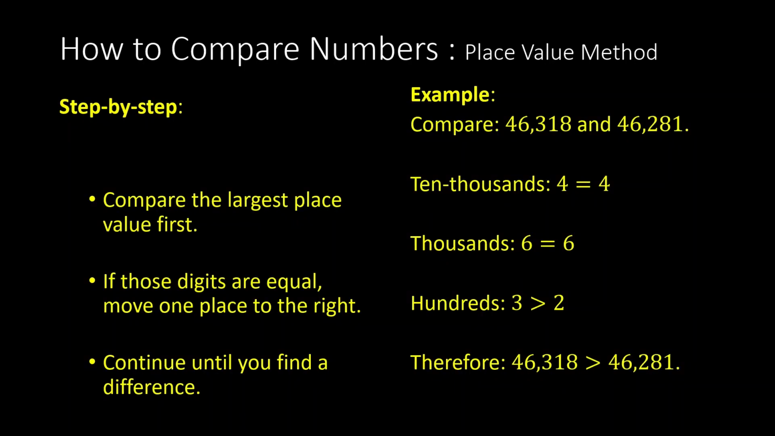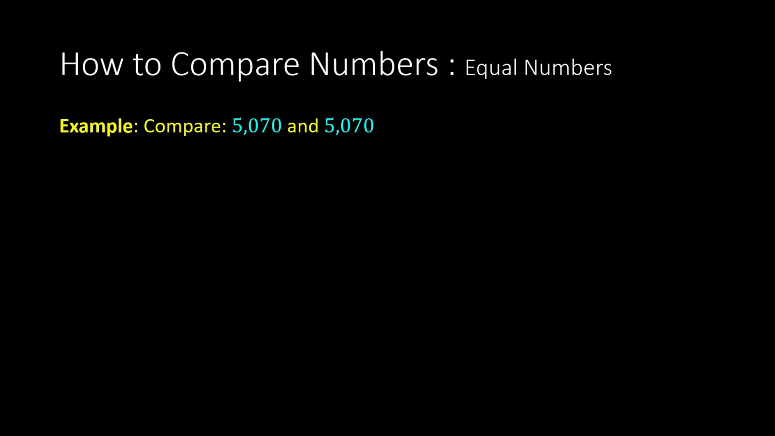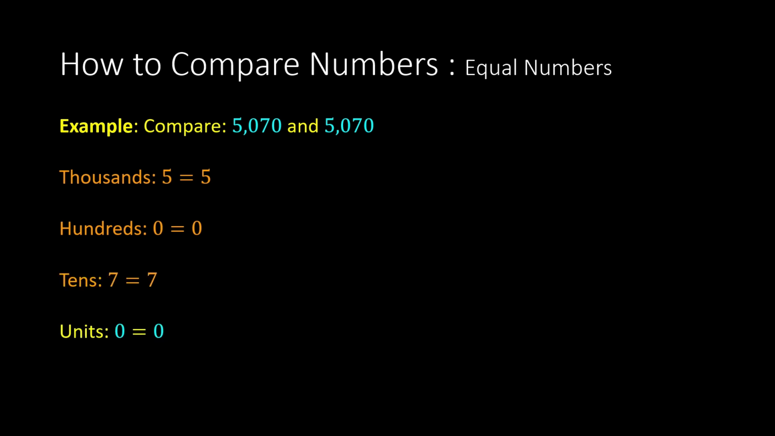Now let's compare 5,070 and 5,070. The thousands are the same, 5 equals 5. The hundreds are the same, 0 equals 0. The tens are the same, 7 equals 7. And the units are the same, 0 equals 0. So a nice simple example. And therefore, since all the digits match, we have that 5,070 equals 5,070.